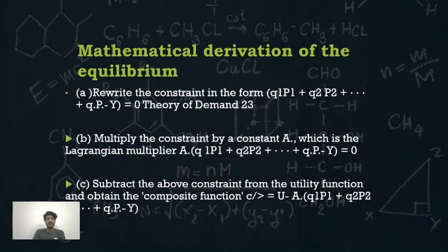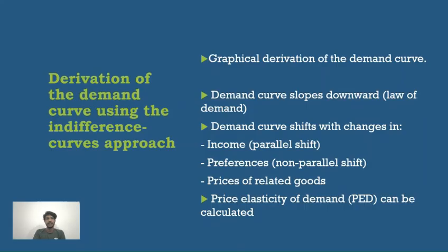Here is the mathematical derivation of the equilibrium. Rewrite the constraint in the form Q1P1 plus Q2P2 plus ... plus QnPn minus Y is equal to 0. Theory of demand: multiply the constraint by a constant lambda, which is the Lagrangian multiplier: lambda (Q1P1 plus Q2P2 plus so many terms plus QnPn minus Y) is equal to 0. Subtract the above constraint from the utility function and obtain the composite function, and here we get this equation.